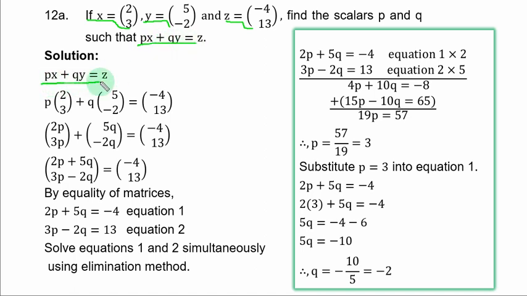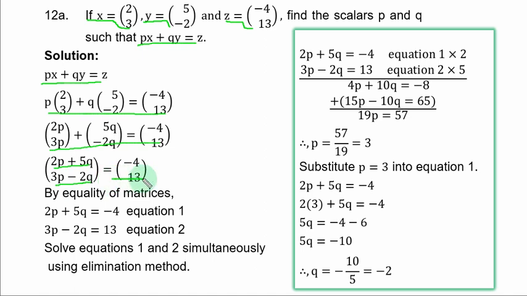So this is the equation. You simply replace S, Y, and Z with the column vectors in this form. When you multiply, you get this. When you add the left hand side, you have 2P plus 5Q in this form, and 3P minus 2Q, equal to the right hand side.